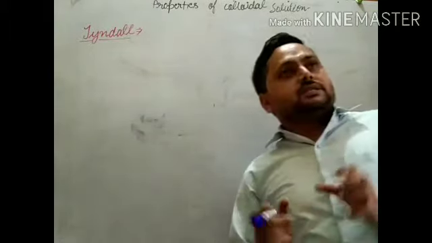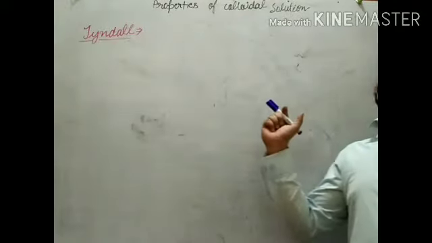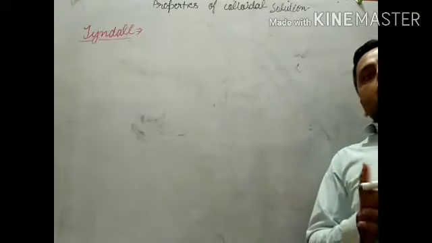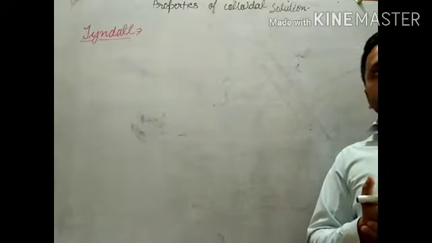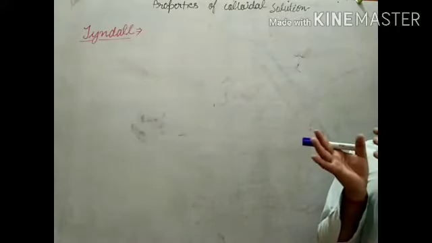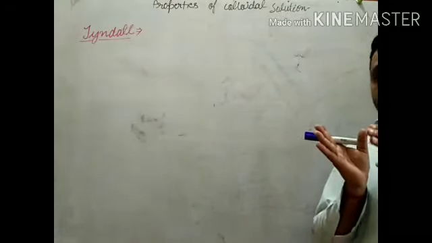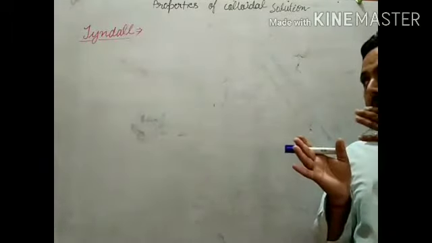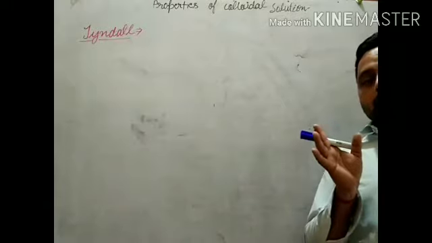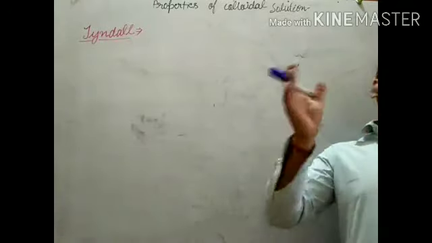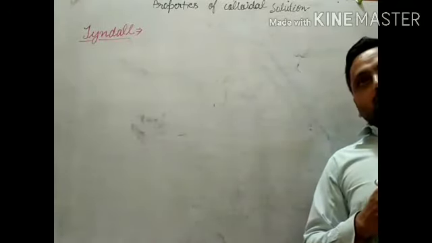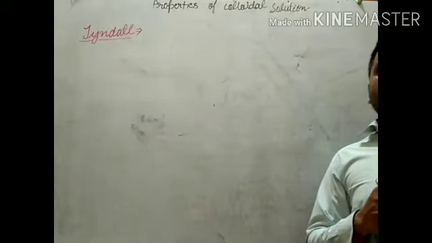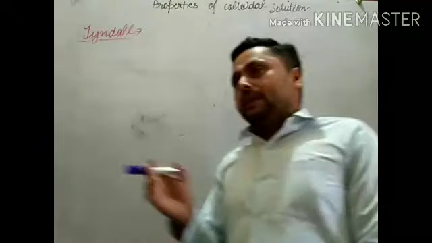Like this, some light passes through some hole or window in our room. So it has been observed that a cone-shaped path of light is visible there, and a cone type structure is formed. That is called Tyndall cone. So we can define the Tyndall effect like this.